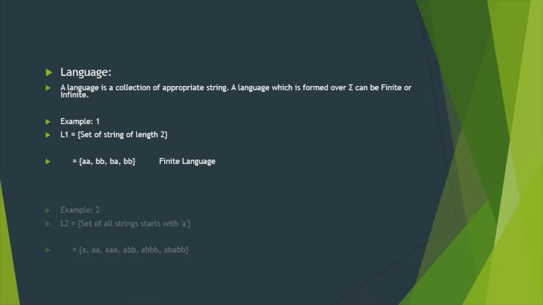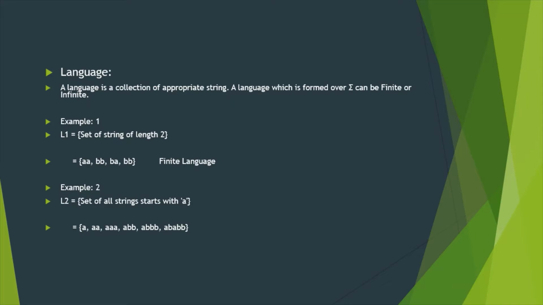One more example is the language L2, the set of all strings that start with A. Here the restriction is that whatever string we generate should start with the symbol A, and it may be infinite because we have not mentioned anything else. In this example the possible strings may be A, double A, triple A, AB, ABA, ABB, and so on. So these are all the basic entities which are used in finite automata.